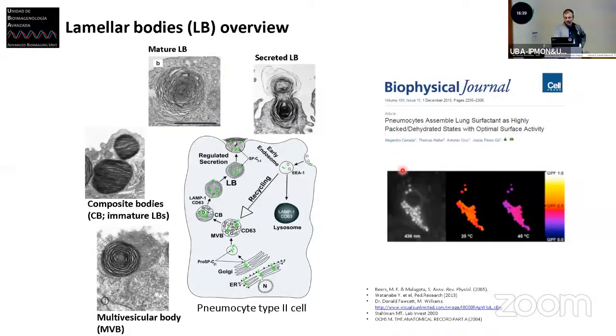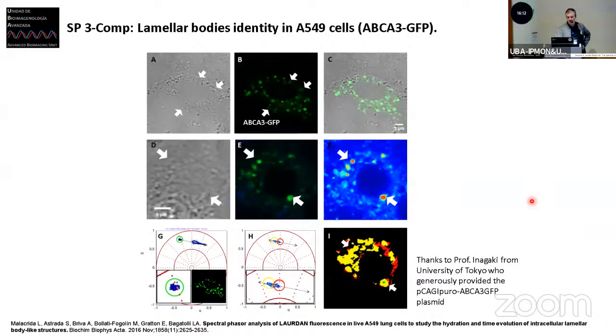By the time that we were doing this work, there was a communication from colleagues in Spain showing that the organization of the lamellar body was very packed and dehydrated, and they proposed a solid-state-like shell phase. They were using GP, and in some way that was what we knew at that point. But we were doing phasors. The first thing that we needed to prove was, we were using immortalized cells that produce pulmonary surfactant, that the vesicles that we saw here were lamellar bodies, because there can be other lamellar structures inside the cell.